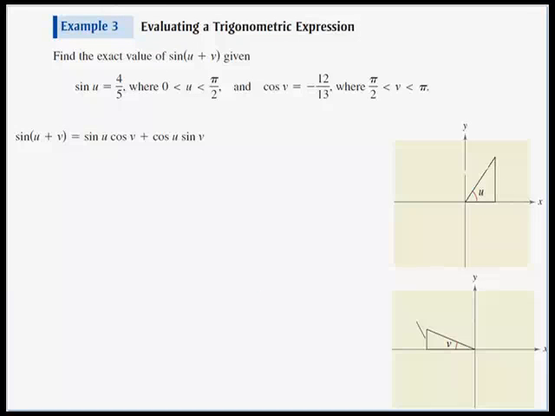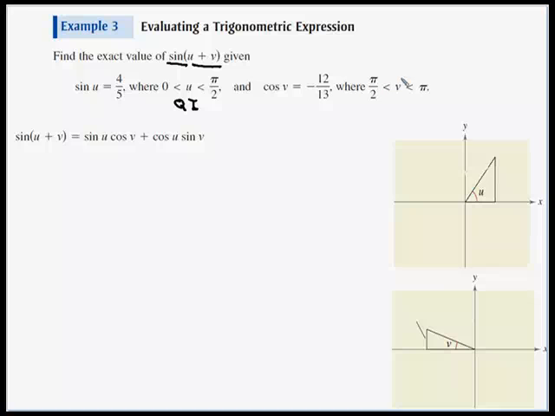Now example 3, we're going to have to work a little more. Find the exact value of the sine of the sum given this information. The sine of u is 4/5, where u is between 0 and 1/2 pi. That means we're in the first quadrant, quadrant 1. And cosine of v is negative 12/13, where v is between quarter pi and pi, which means we are in the second quadrant.